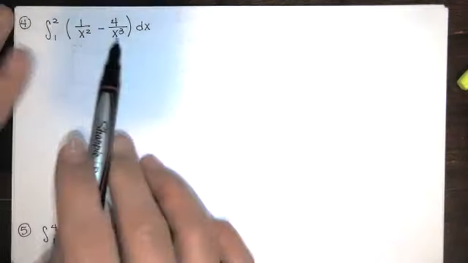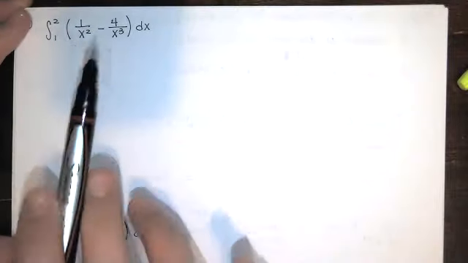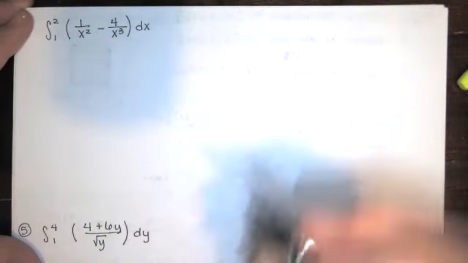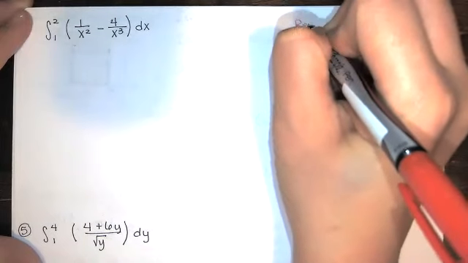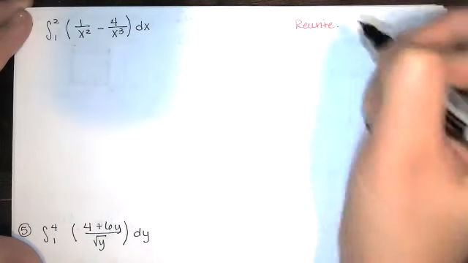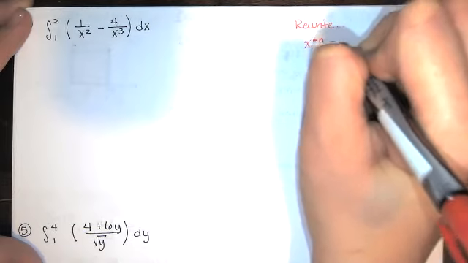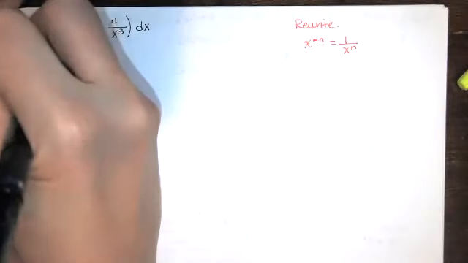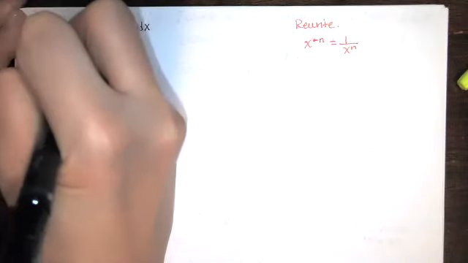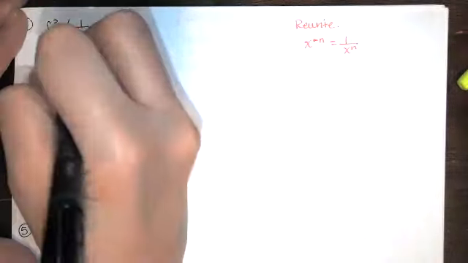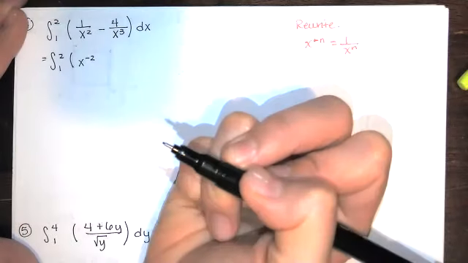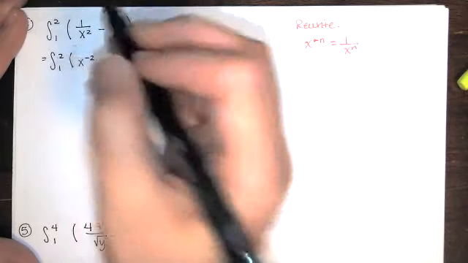Okay, so I see that and I say, I don't have a basic rule for that, but I can rewrite it using exponent properties. So we'll start by rewriting, and we'll use the fact that x to the negative n is 1 over x to the n. So I can bring that x squared up to the numerator if I make that an x to the negative 2.